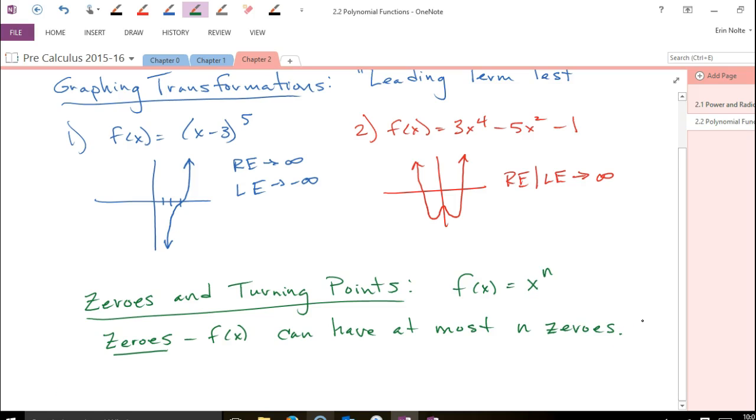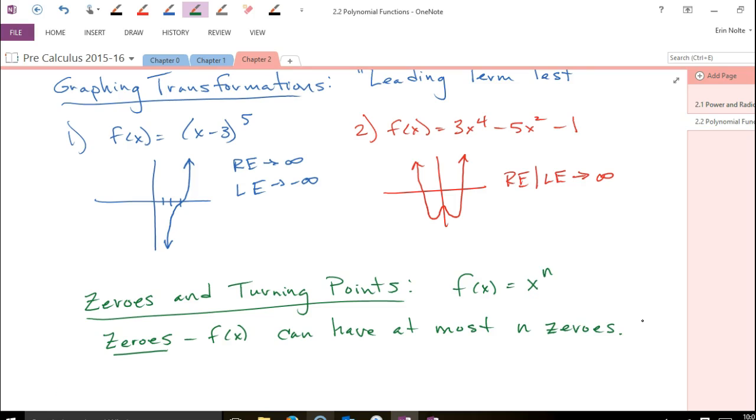Okay, so if I have an x to the 5th, like question number 1, how many zeros could the function possibly have? Potentially 5. Okay, but does it definitely have 5? No. Okay, so it could possibly have 4 zeros. It could possibly have 3 zeros. It could possibly have 2 zeros. It could possibly have 1 zero.